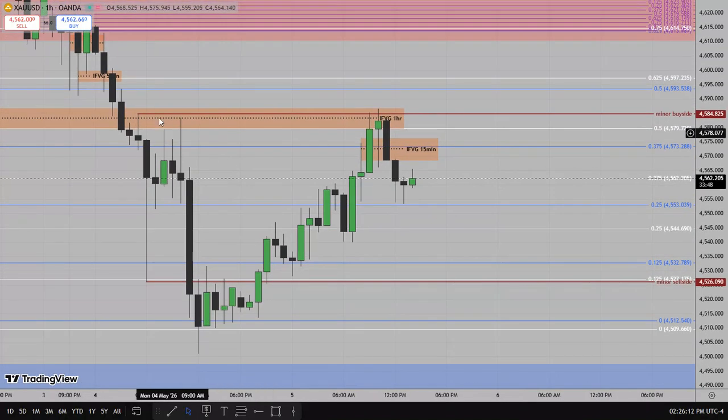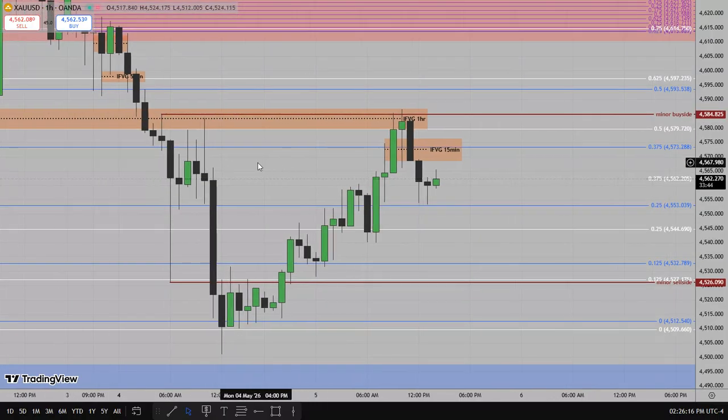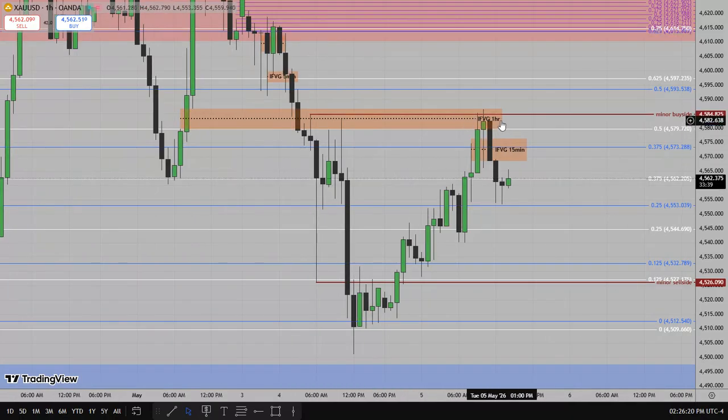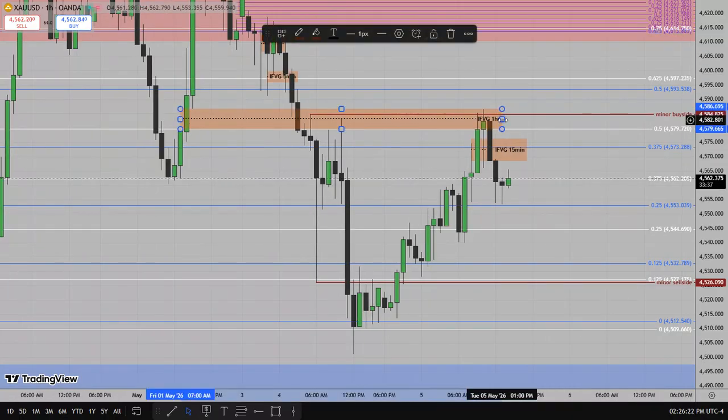They cannot steal these. They cannot take these away. So this is the buy side imbalance 1 hour IFVG being reused again today. You can see how the candlesticks are respecting the consequent encroachment of that.